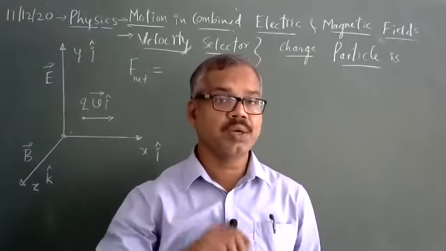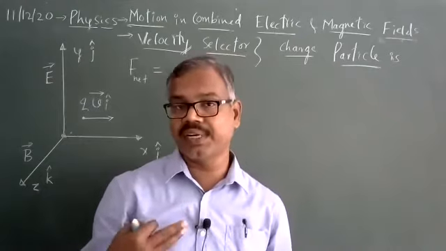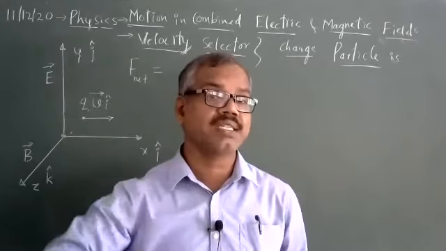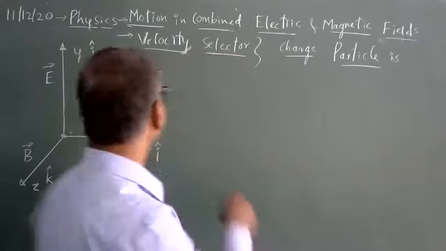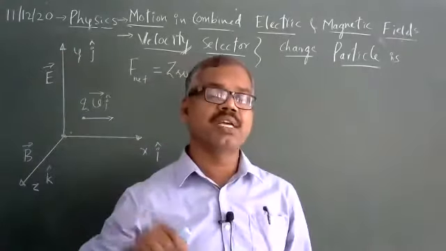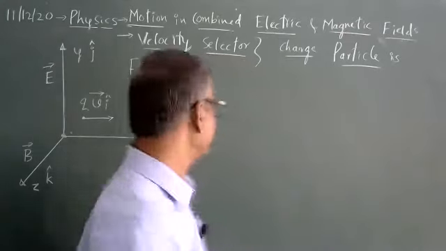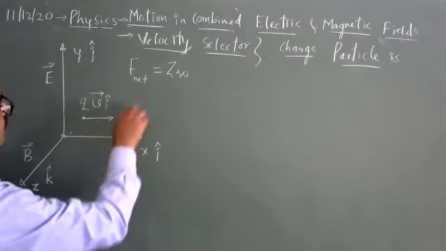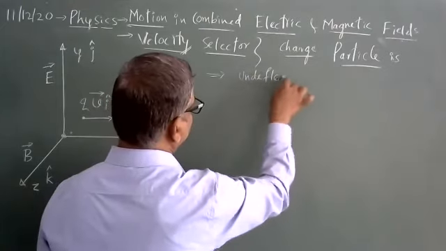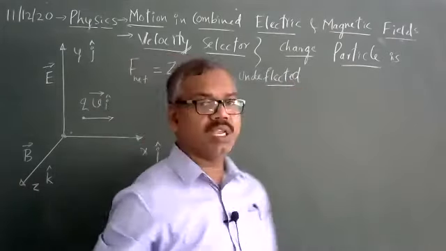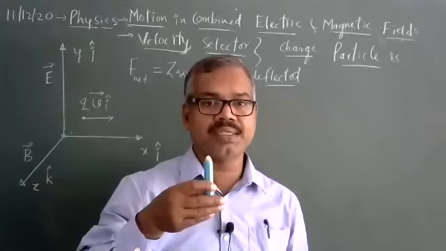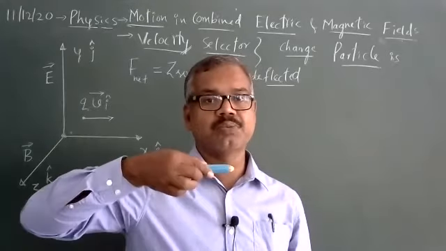Think of the magnitude of electric force and the magnitude of magnetic force, both are equal in magnitude and opposite in direction. Then the net force becomes zero. When the net force on the charged particle becomes zero, that particle moves undeflected. What is undeflected? If it is moving in the x direction, it continues to move in the x direction. Electric field is along the y-axis, magnetic field is along the z-axis, particle is moving along the x-axis.